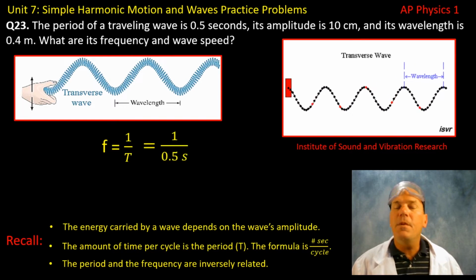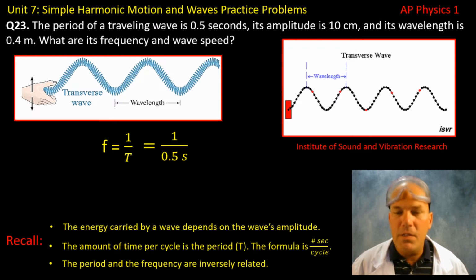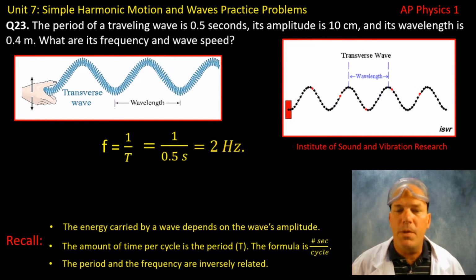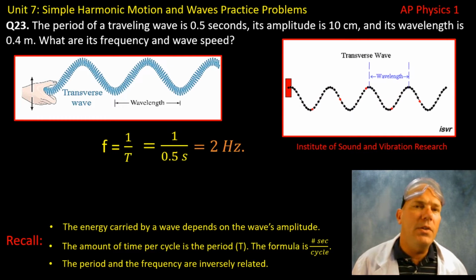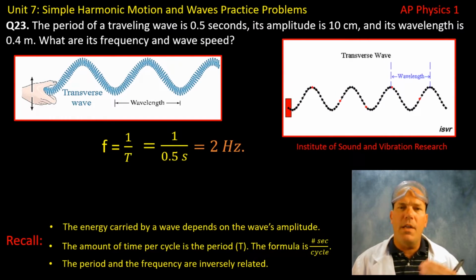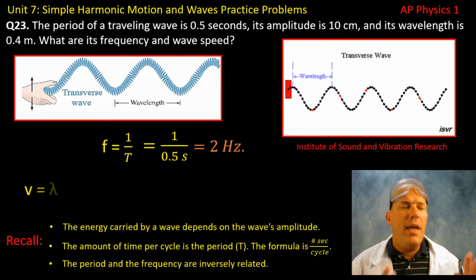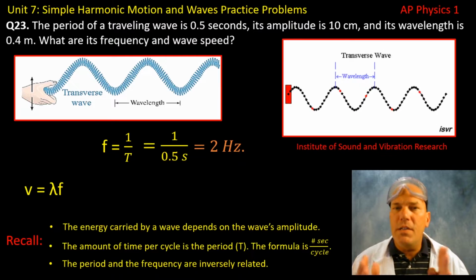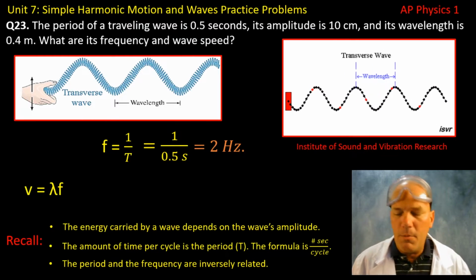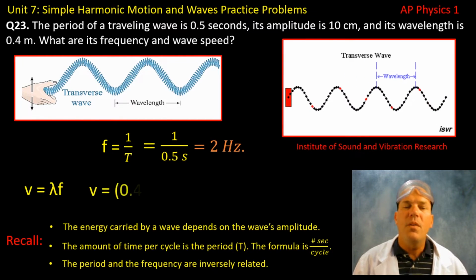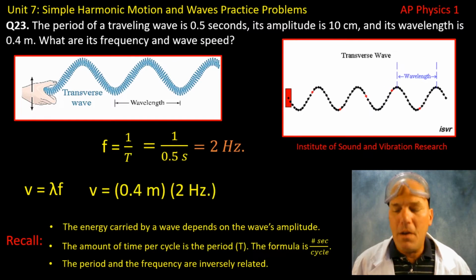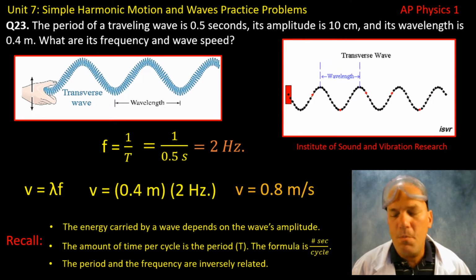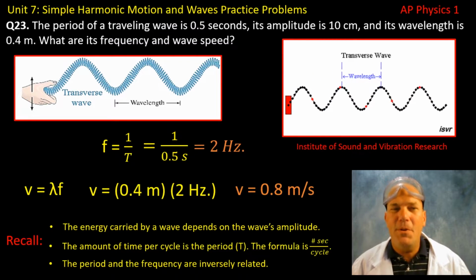Let's calculate the frequency, which is the inverse of a second, and you're given the period. So 1 divided by 0.5, you get an answer of 2 hertz, or the inverse of a second. And for velocity, again, looking at our equation, it's equal to the wavelength multiplied by the frequency. We can simply plug in our numbers to calculate the speed of this wave to be 0.8 meters per second.